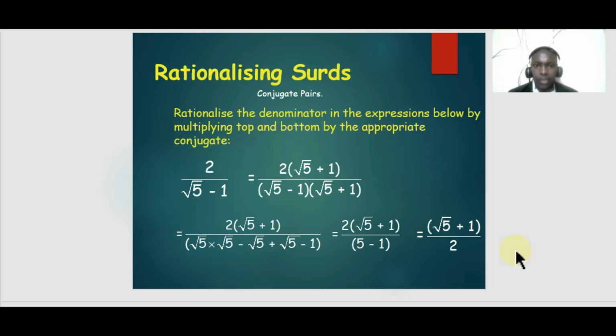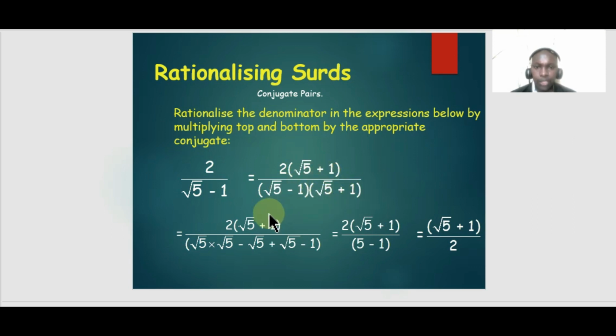Rationalize the denominator in the expressions below by multiplying the top and the bottom by the appropriate conjugate. So we want to rationalize the denominator. In this case, for us to rationalize this denominator, we are going to multiply both the numerator and the denominator by the conjugate of the denominator. We have just talked about the conjugate pairs, and you've seen that the conjugate pairs are identical. The only thing that is different is the sign. So the conjugate of the denominator will therefore be root 5 plus 1. Root 5 plus 1. And that is what you're going to multiply with, both the numerator and the denominator.